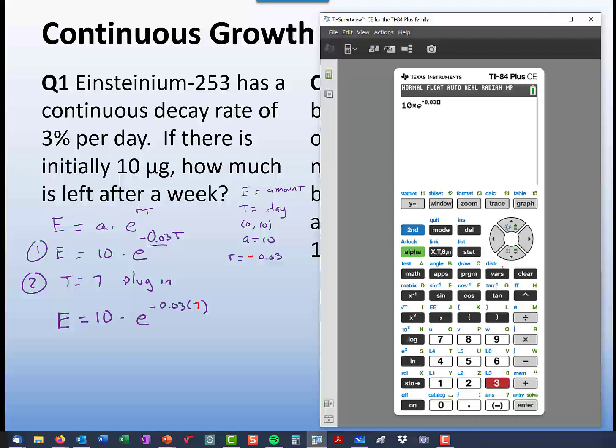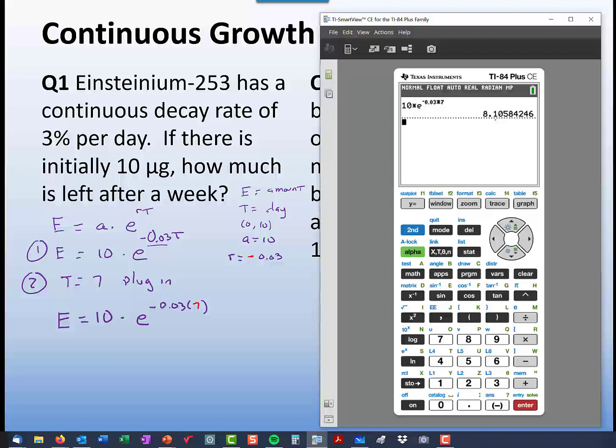Negative 0.03. Now, I can't put t in here, but I'm taking t out and plugging in 7. Oops, times 7. And I hit that calculation and I get 8.1. Now, I don't know if you remember the calculation we did before. We got 8.008, and this came out as 8.1. This one is a little bit more accurate.